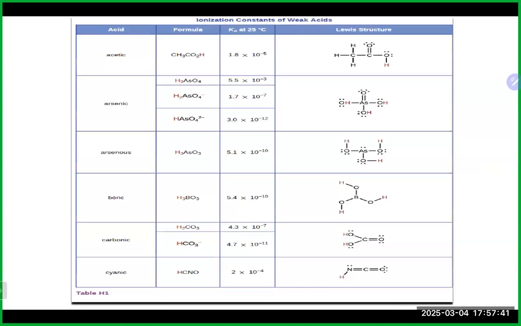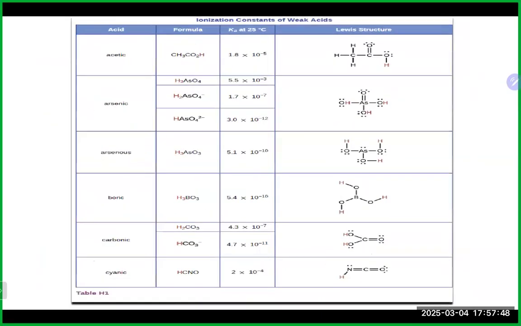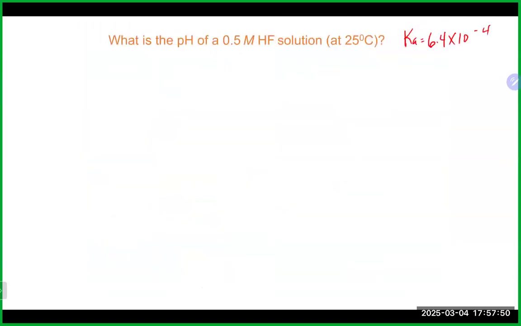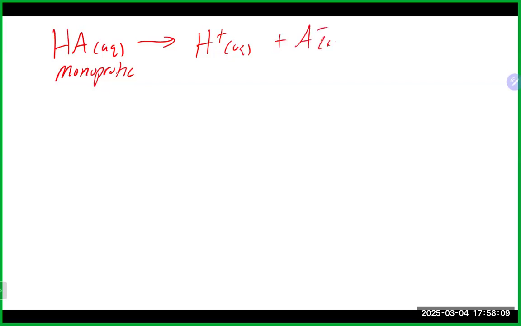So here's a table. You have a similar one in your book of some acids. Again, some acids are monoprotic, some are diprotic, and some are triprotic. Just a reminder that if an acid is monoprotic, this is the generic formula used for it. It basically means that it has one H plus that it can give away. An example of that would be something like hydrochloric acid.